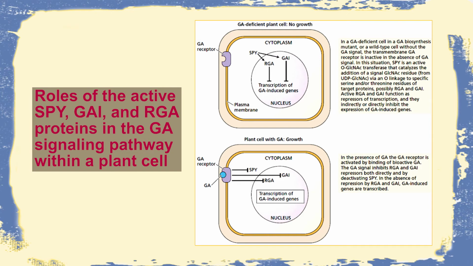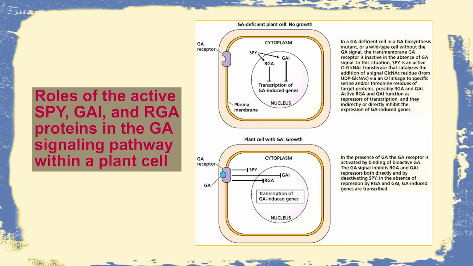Now, several negative regulators have been identified that downregulate the transcription of the gibberellin-induced genes. These negative regulators are SPY, RGA and GAI. All are proteins. Here, RGA and GAI are transcriptional repressors of the gibberellin-induced genes. SPY, on the other hand, is an N-acetyl glucosamine transferase that can transfer the N-acetyl glucosamine moiety to important serine residues present on these transcriptional repressors and thereby activate them.